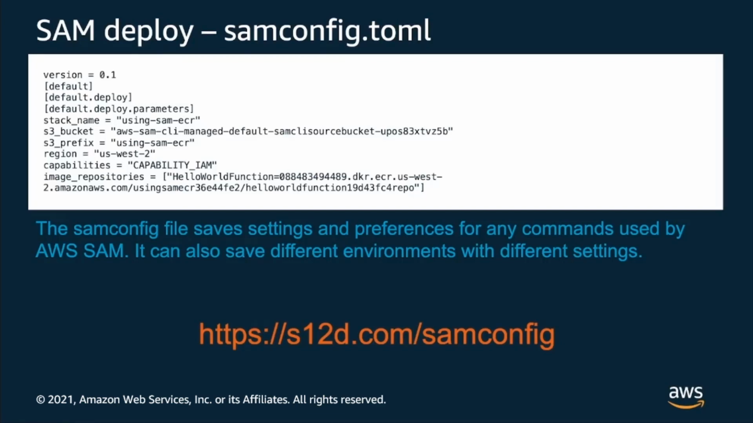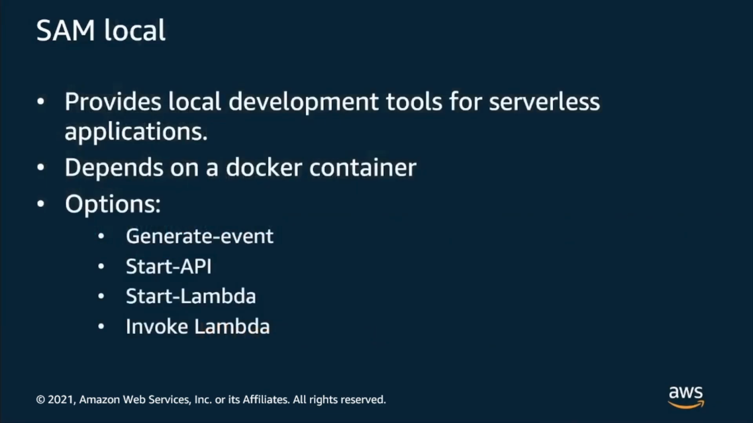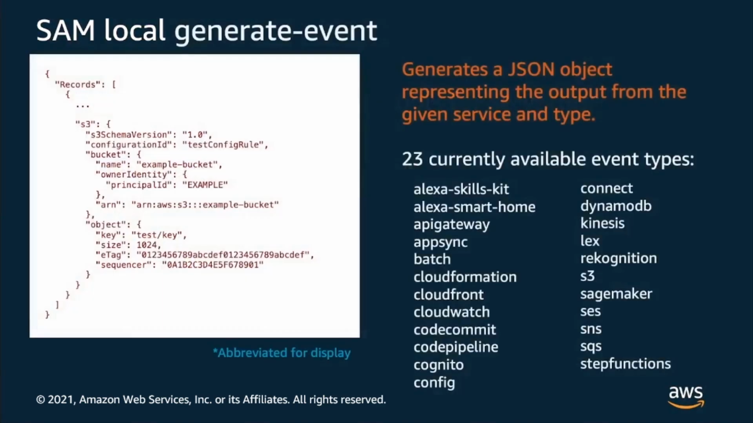Let's take a look at SAM local. SAM local is the local development, local testing, those kinds of things. And it provides, like I said, local development tools for serverless applications. It does run Docker to do it. And then you have multiple options, and we'll talk about these options here. The first is SAM local generate event.